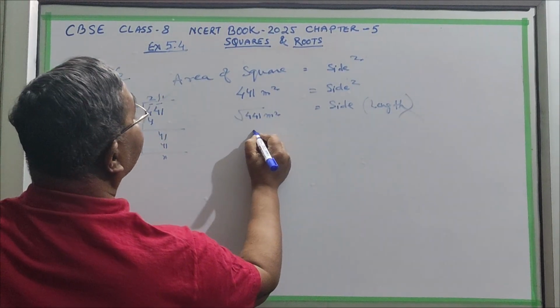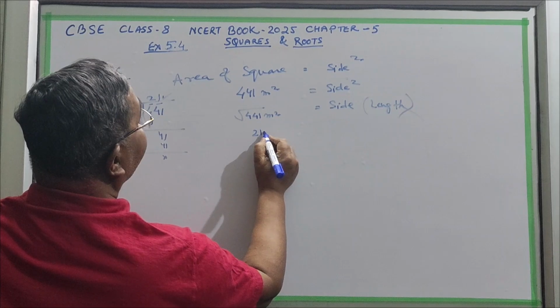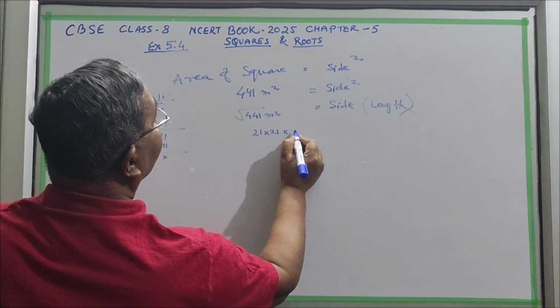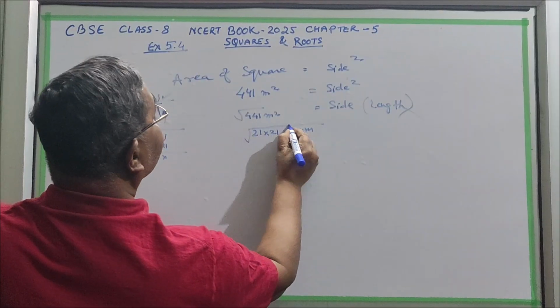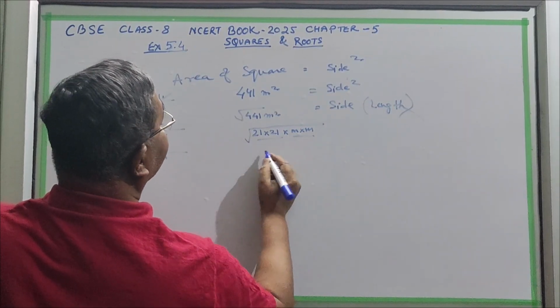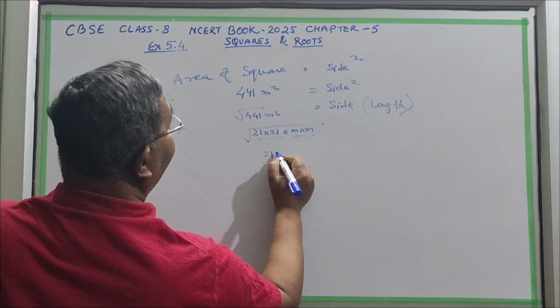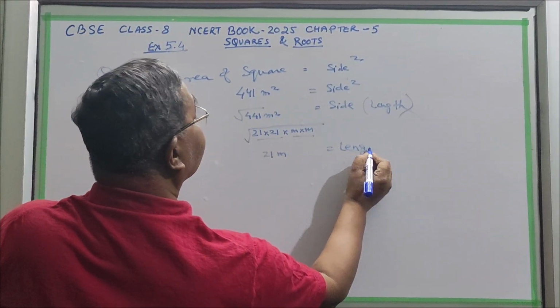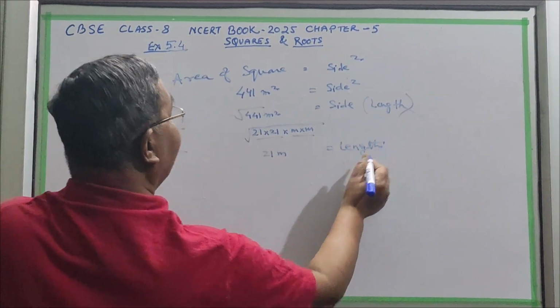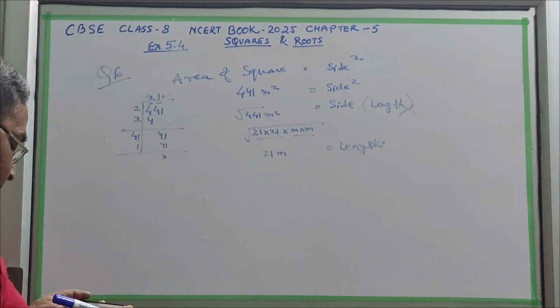So here 21 into 21 into m will come. For a square root we have to make pairs. So in a pair it will be 21 m. So the length is 21 m. Okay, now we will go to the next question.